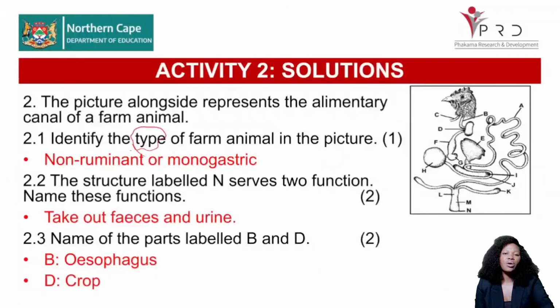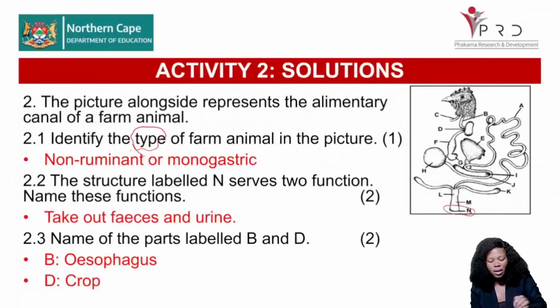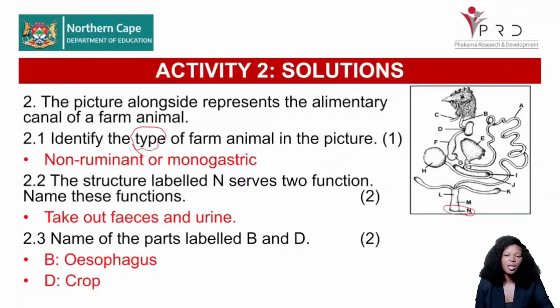Why? Because the question indicated that we need to identify the type. Now for 2.2, the structure labeled N serves two functions. Name these functions for 2 marks. Your answers at all times should match the mark allocation. Meaning, for 2 marks, you must mention 2 things. For a mark, you must mention just a single thing. In this case, the first function of N, which is the vent or cloaca, is that it takes out the feces. The second function is that it also takes out the urine. So it takes out both the urine and the feces.